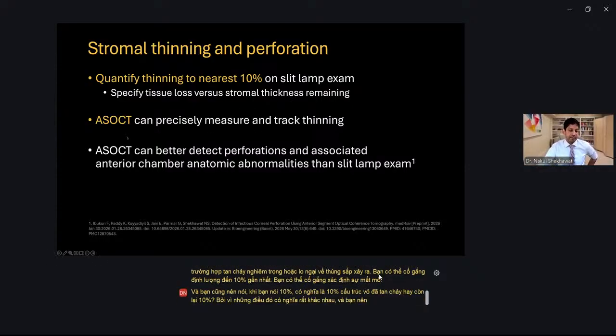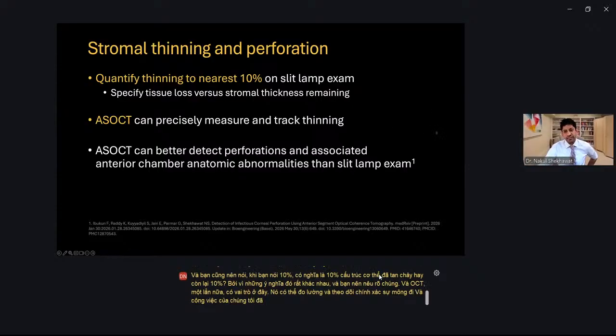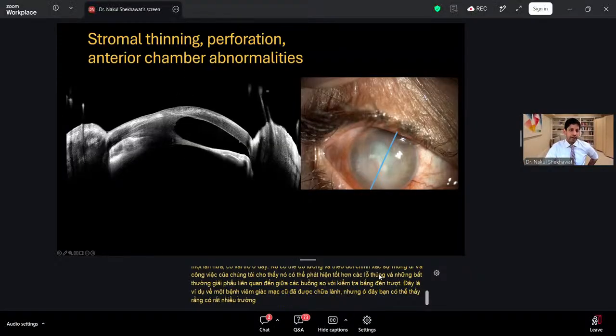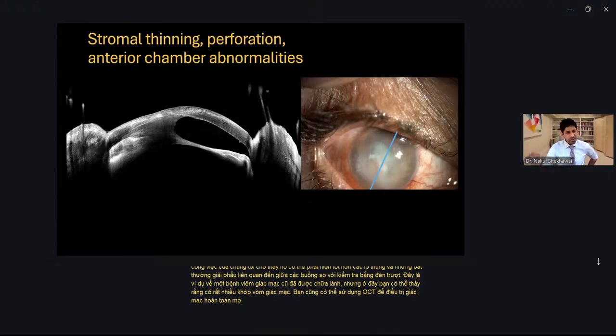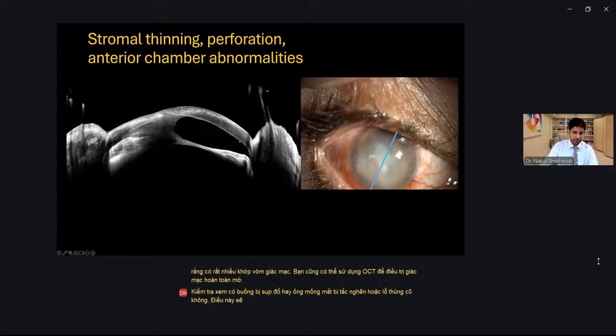And OCT again has a role to play here. It can precisely measure and track thinning, and our own work showed that it can better detect perforations and their associated anterior anatomic abnormalities compared to slit lamp exam. So here's an example of an old, healed keratitis, but here you can see that there are extensive iridocorneal synechiae. You can also, for completely opaque corneas, use OCT to verify whether there's a collapsed chamber, or focal iris plugging of a perforation that was old. And so that can help with determining candidacy for surgery or planning surgery.